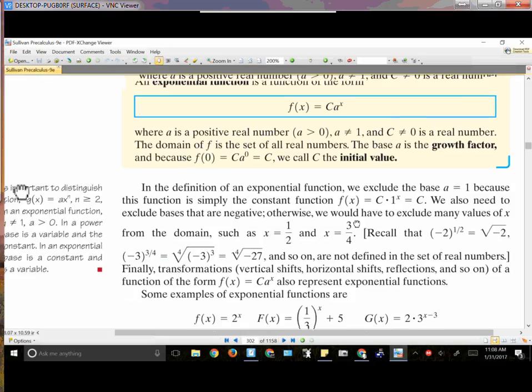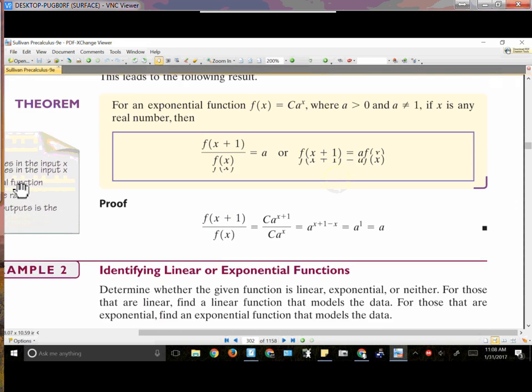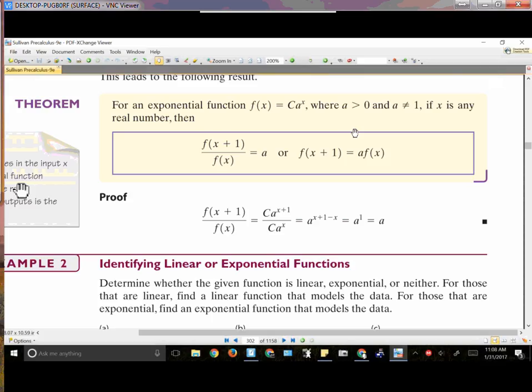So, let's see. These are the fun ones. That makes sense? My question for you is, what is x and what is x plus 1? What do those do? What is x supposed to be doing for us? What does x mean?